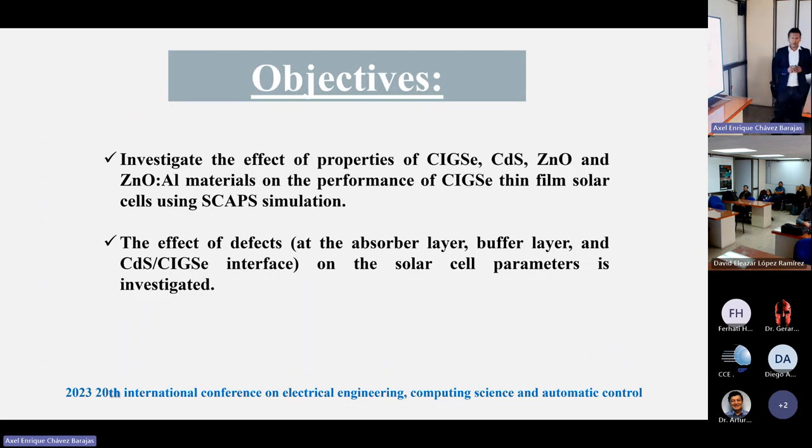The main objective of this work is to optimize the CIGS solar cell parameters, such as thickness, carrier concentration, and band gap, by varying these parameters to obtain the maximum efficiency possible. And then after that, we will focus on the effect of defects at the absorber layer, at the buffer layer, and at the CdS/CIGS interface.